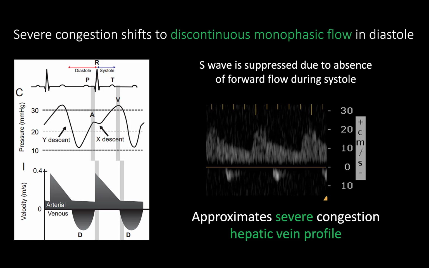There is initial preservation of flow during ventricular systole, represented by the S wave, and diastolic flow, represented by the D wave. However, with increased right atrial pressures, the S phase will disappear in accordance with interrupted flow during ventricular systole. The Doppler profile adopts a discontinuous monophasic profile with only diastolic flow, represented by the D wave, in advanced congestion. This closely approximates the severe hepatic vein congestion profile, although the reverse S wave is usually not seen except in very rare cases.